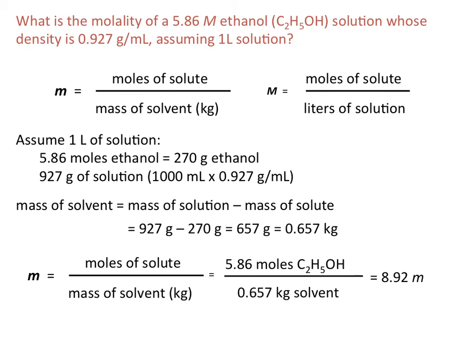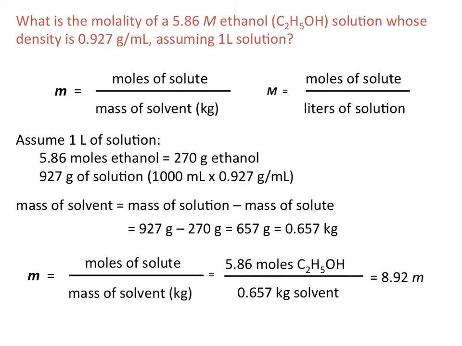So the question up here asks, what is the molality of a 5.86 molar ethanol solution whose density is 0.927 grams per milliliter, assuming that you have 1 liter of solution? Okay, so they want us to calculate molality. Remember, molality is moles of solute over kilograms of solvent, and molarity is one of the variables that they gave us. They told us that we have a 5.86 molar solution of ethanol. So we can utilize this information along with the volume of solution that they gave us to calculate our number of moles of solute.